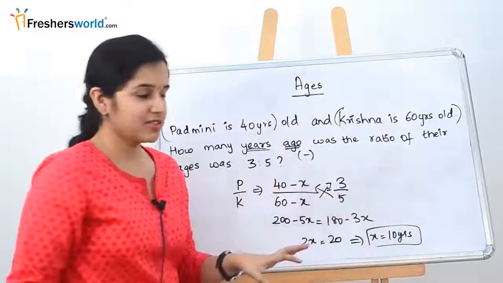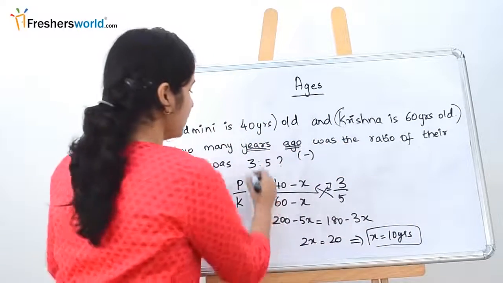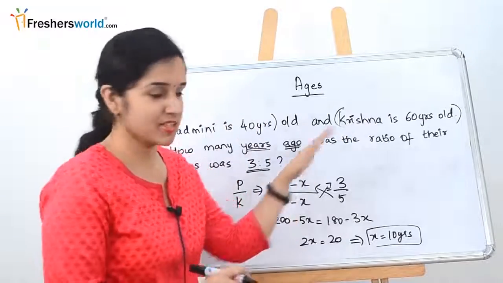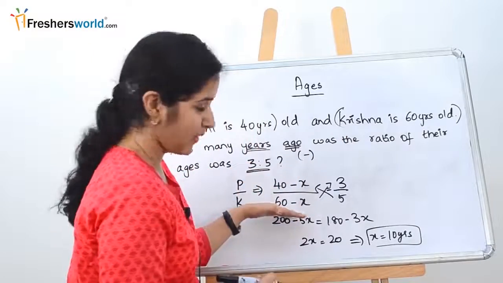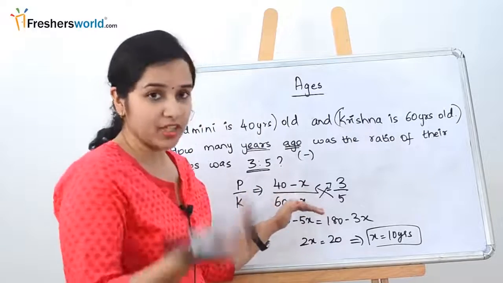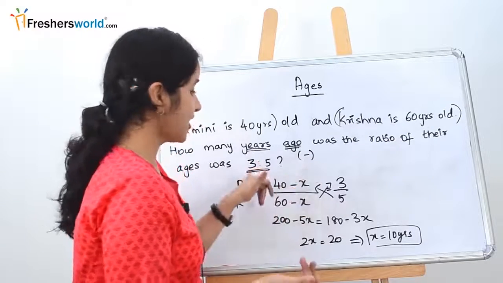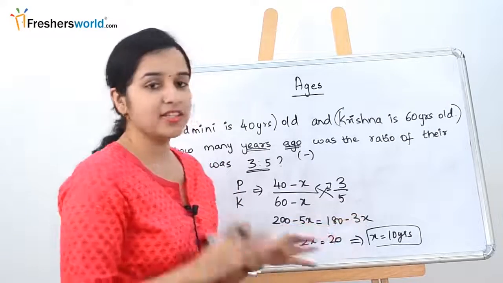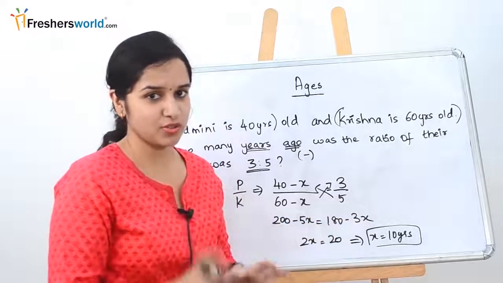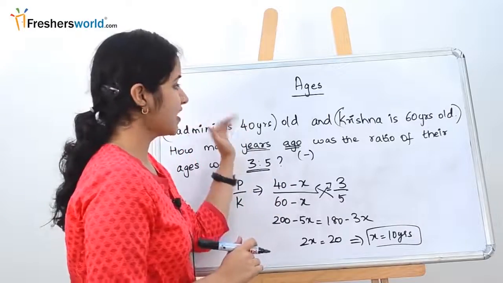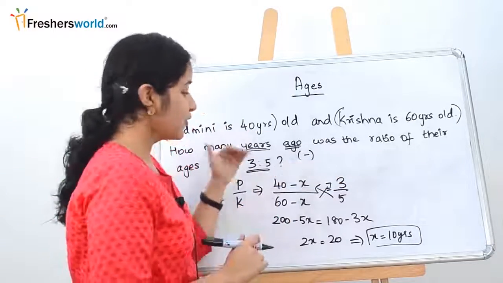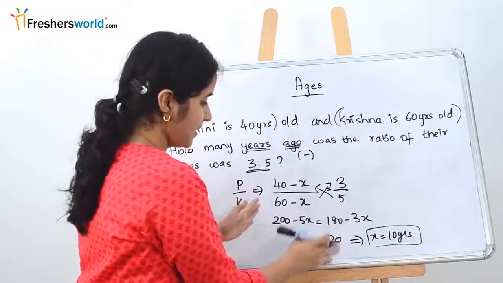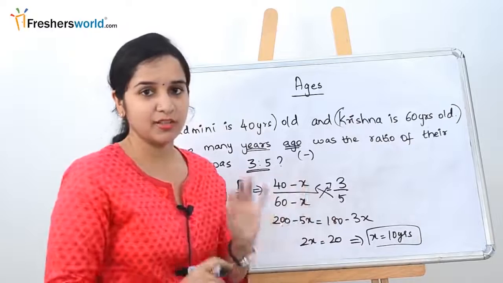So 10 years ago, the ratio of their ages was 3:5. So how did we solve it? We know their respective ages. We put it in fraction form, take x as the number of years ago, and equate it to the ratio that they have given. If you just cross multiply and find x, you will be able to find the years ago in which the ratio was so and so. Similarly, they will just interchange the values of their ages and give you various ratio proportions. Based on that, all you have to do is follow the same method, only the values will change, to find the number of years ago.